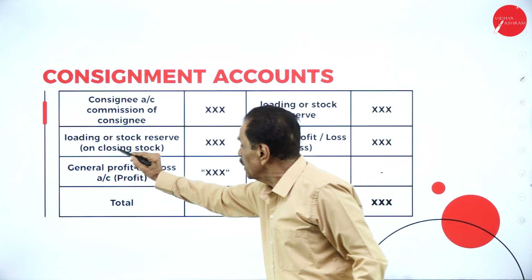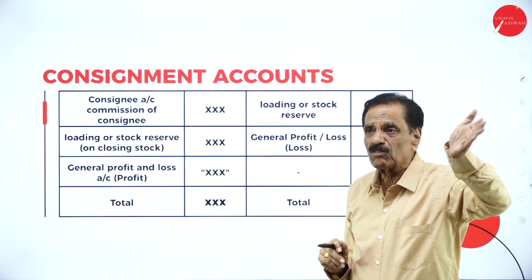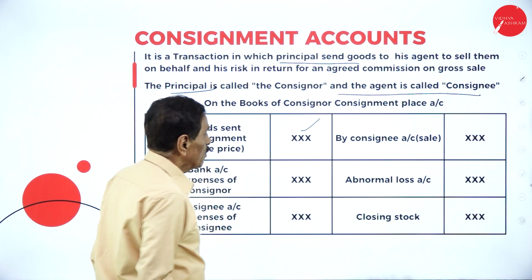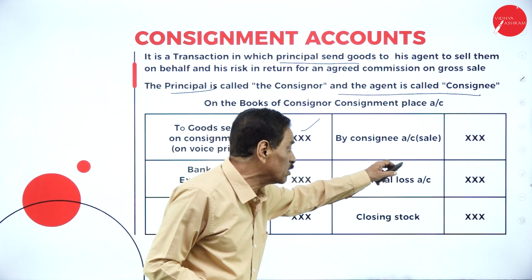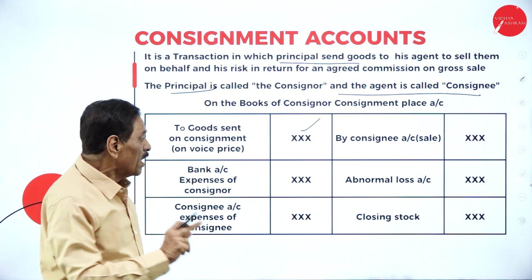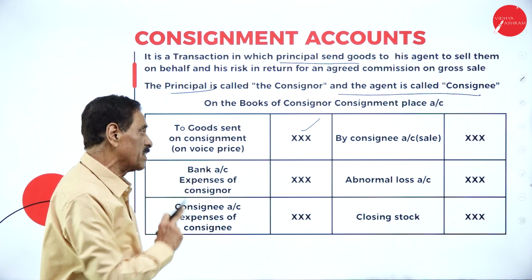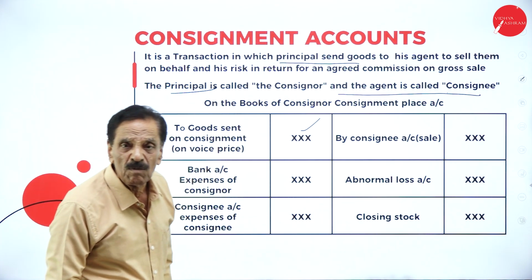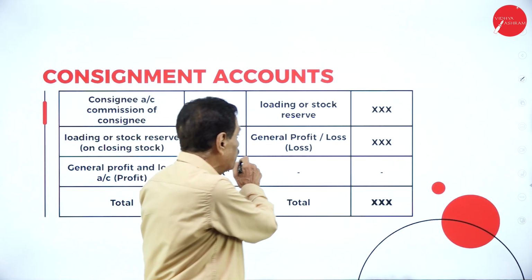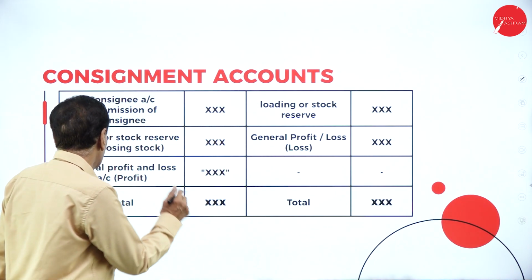Then loading means the difference between the real cost and the invoice price, and this is called the stock reserve. Whereas the goods that have been sold by the consignee go to sales account. Then we have to calculate the abnormal loss. Abnormal loss only occurs if any goods are lost during the transaction. Closing stock means unsold stock which can be realized. Then whatever the difference, we call it profit. This word is loading or stock reserve.